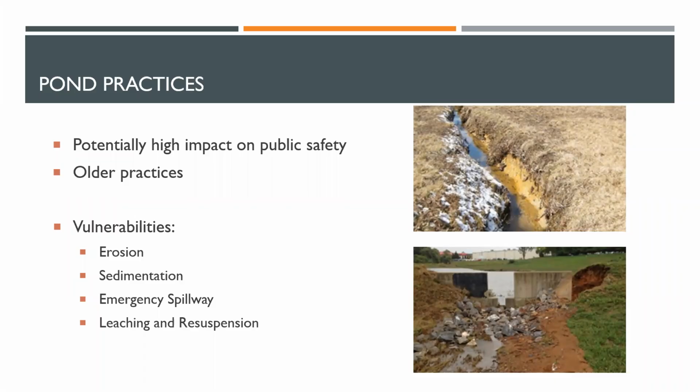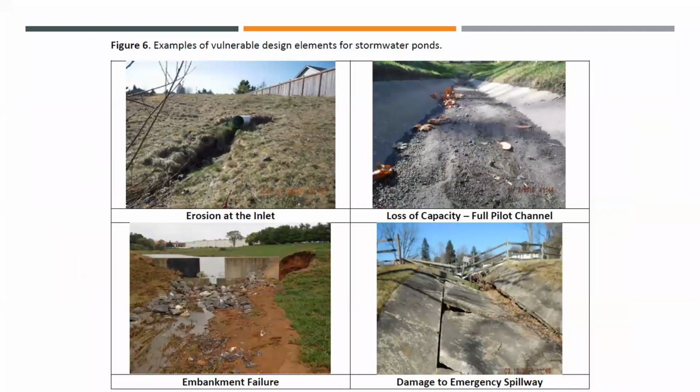Emergency spillways obviously pose the greatest risk in terms of public safety. So making sure that those are intact and up to the challenge of the higher level storm events is really important. And then from a water quality standpoint, leaching and resuspension, I'll talk about that in a little more detail on the next slide, or the one after this, I suppose. So this is just some illustrations of some of these impacts in terms of the vulnerable design elements.